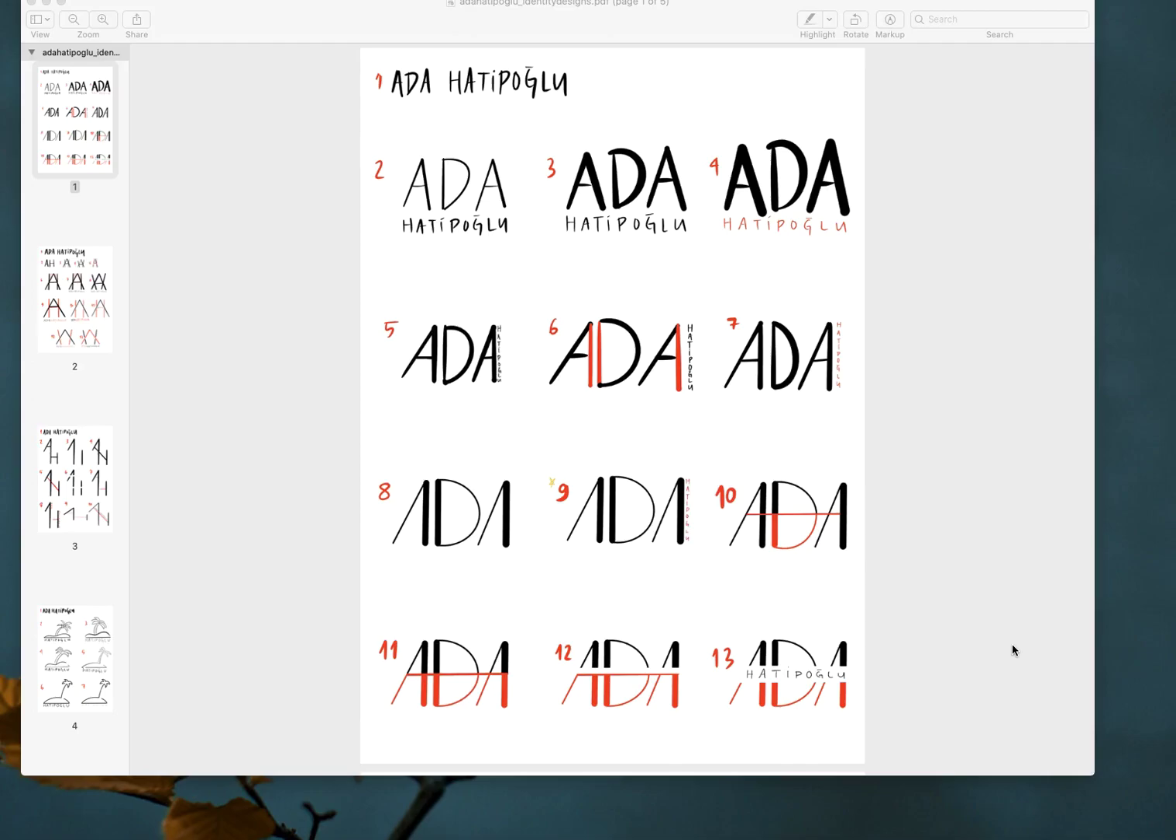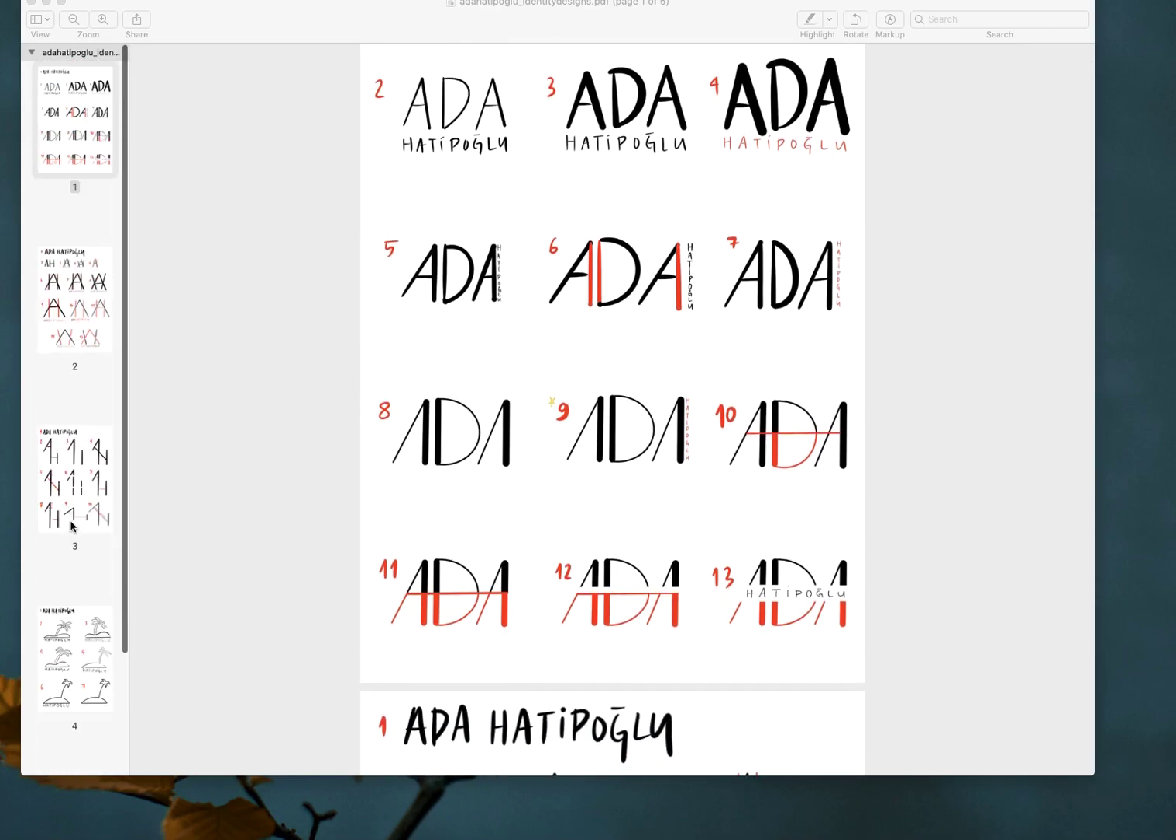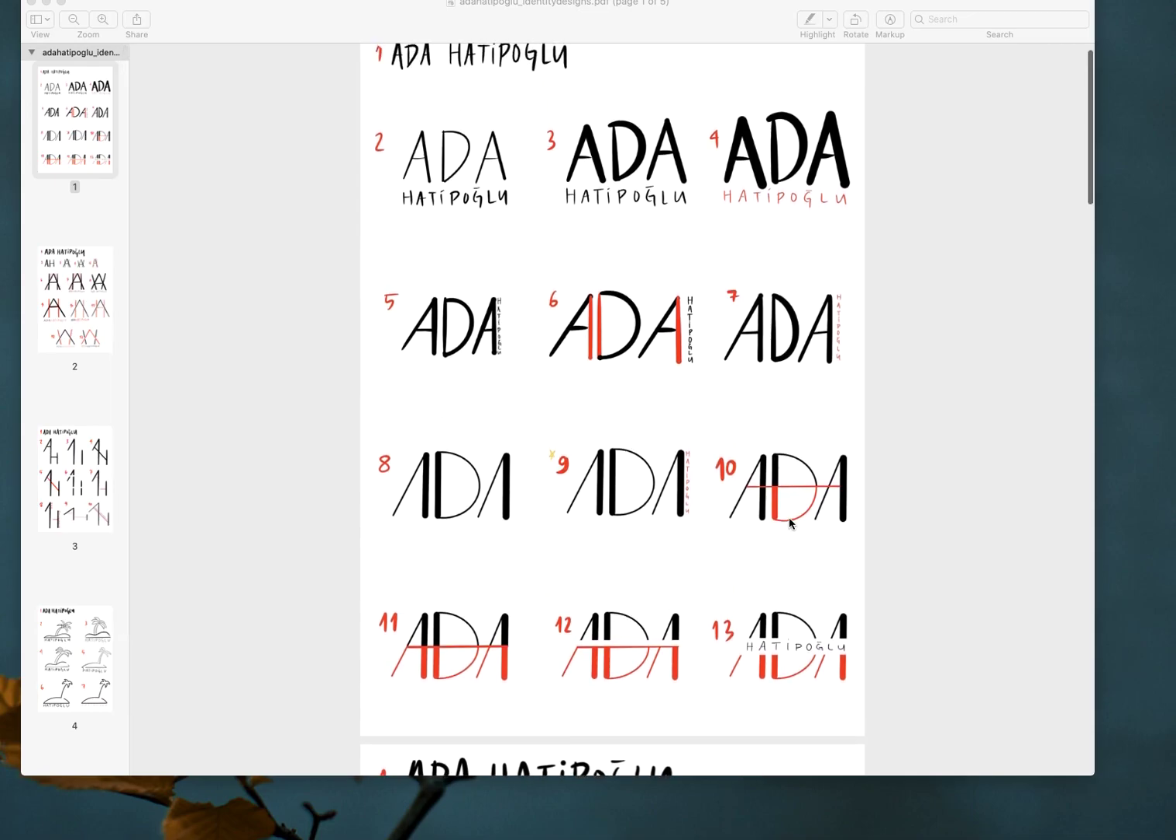Okay, Ada, first of all, thank you. I can see that you tried lots of versions, and it's great to see so many options. So I can see two separate approaches.